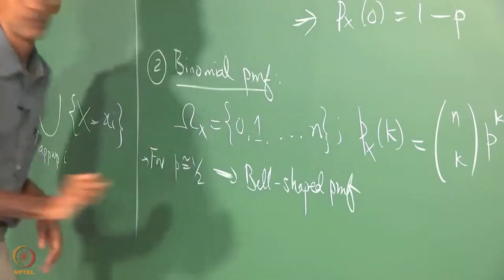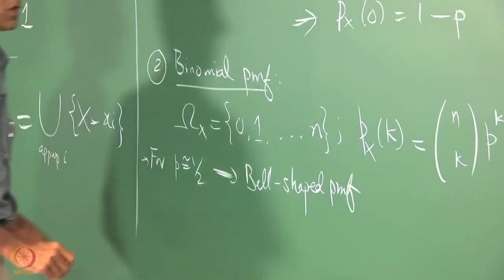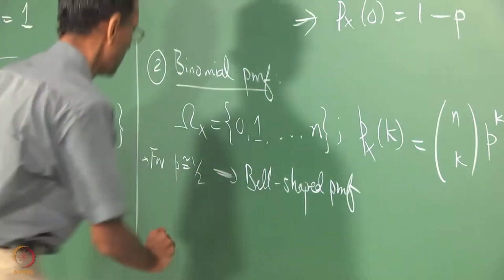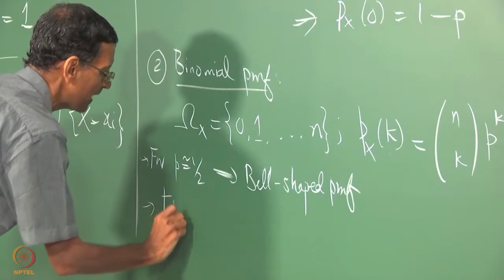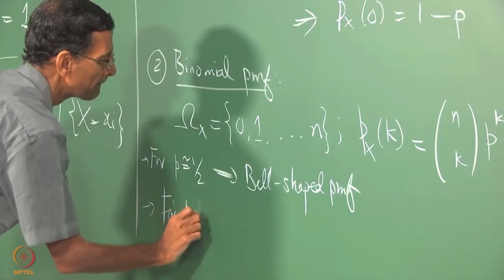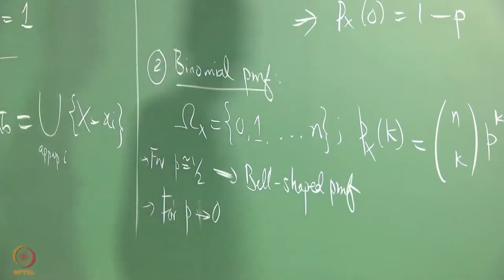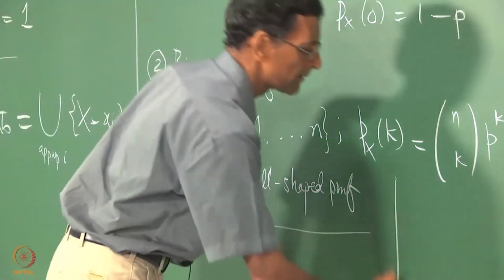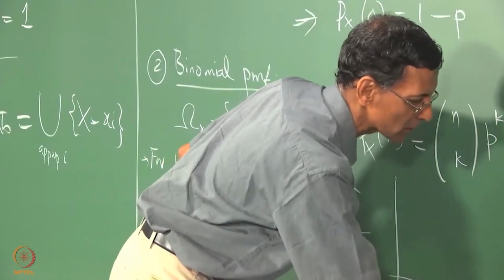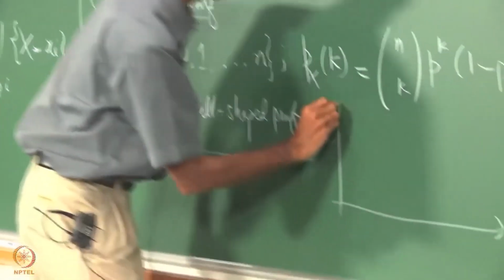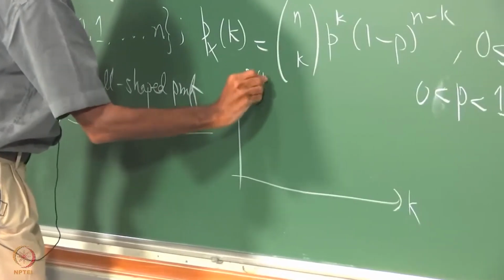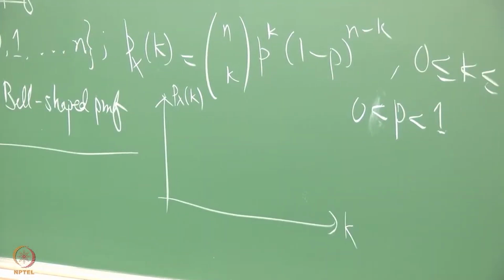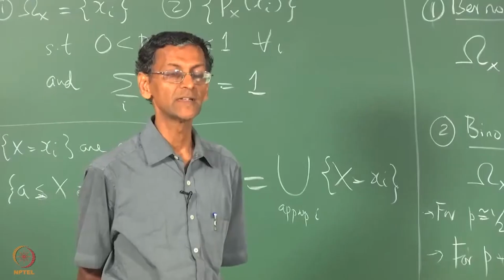P around half, right. So if p is very close to 0, for example, what kind of a shape will you get for p tending to 0? I think, let me draw it here. Where do you think the probability will be concentrated for small values of p? Where will the probability be concentrated?